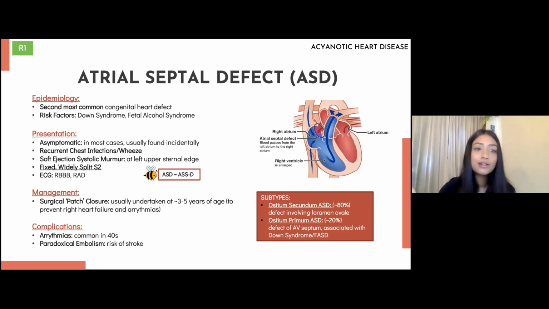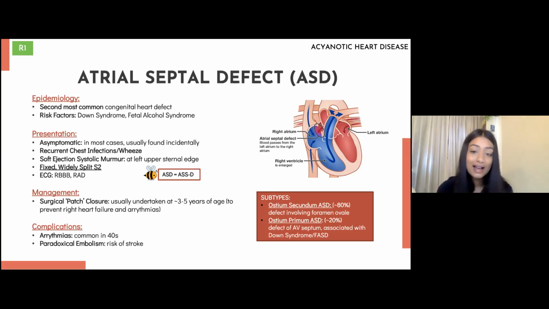So just know that as a really big buzzword as well. There are two different subtypes of ASDs. The more common one involves the foramen ovale, and it's due to issues with the septum secundum development. The second one is the ostium primum defects. They're less common, but they can present earlier in life, and they're usually associated with some of the syndromes that we mentioned.